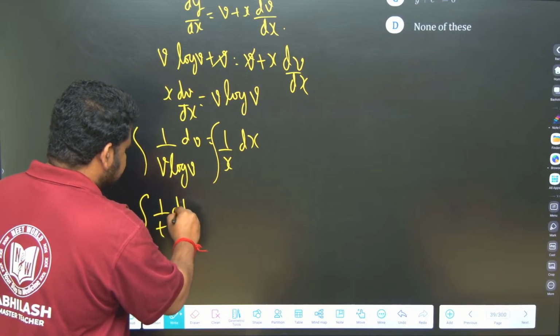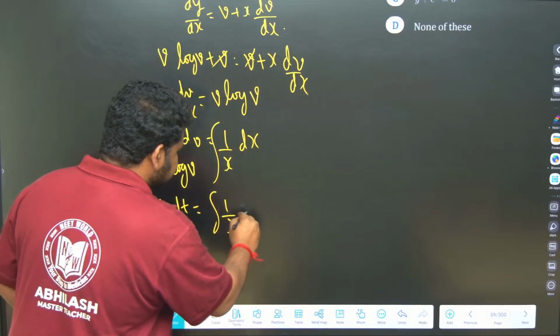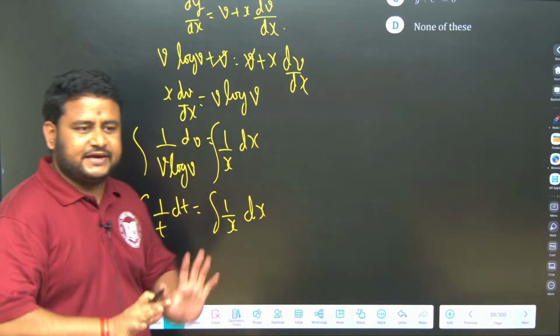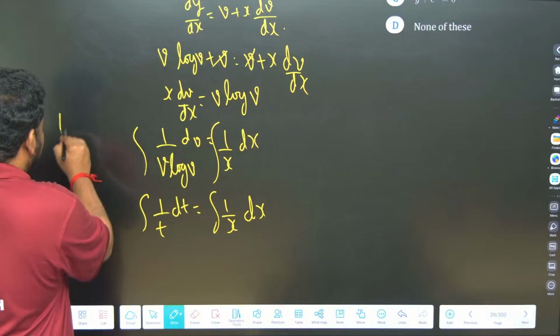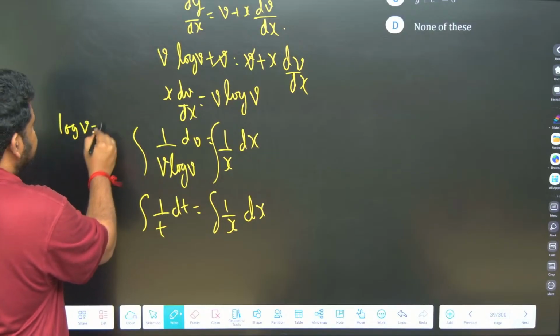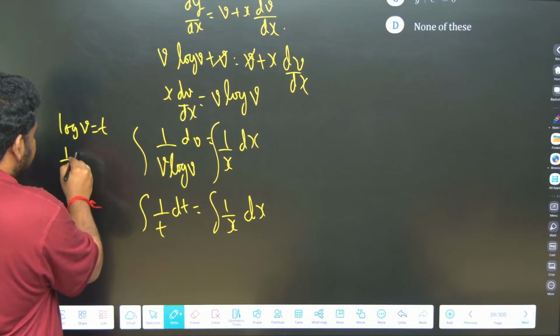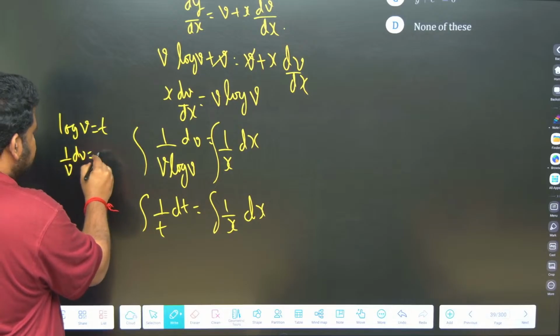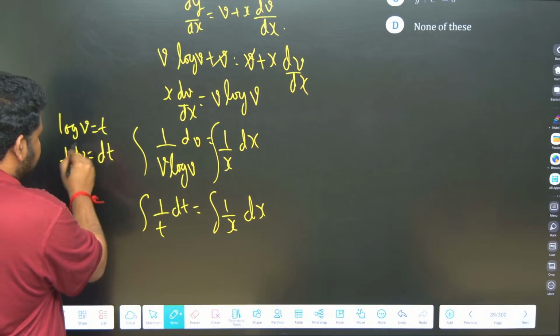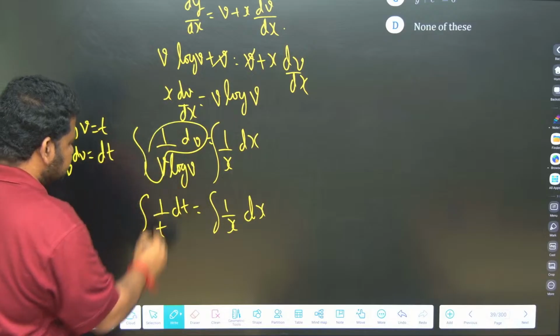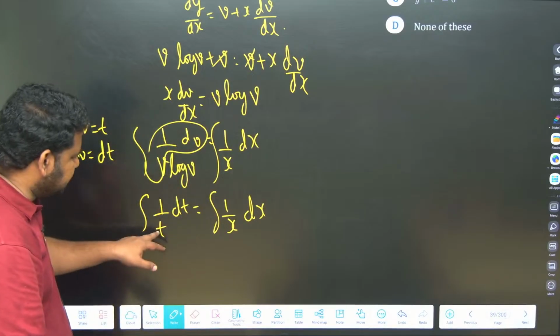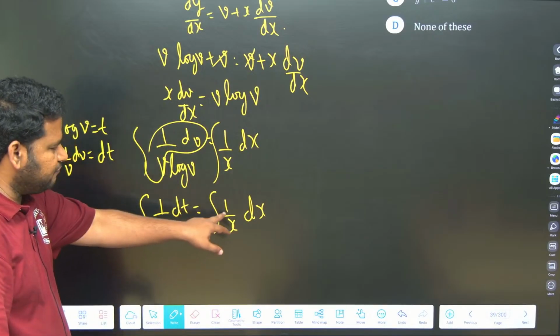This will be equal to the integral of 1 by x dx. Here I put log v equal to t, so 1 by v dv is nothing but dt. So the integral of 1 by t dt is equal to the integral of 1 by x dx.